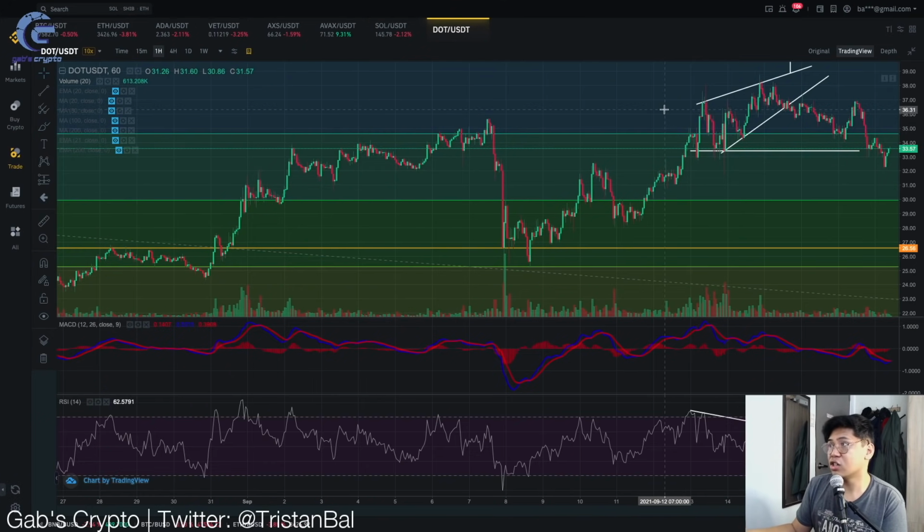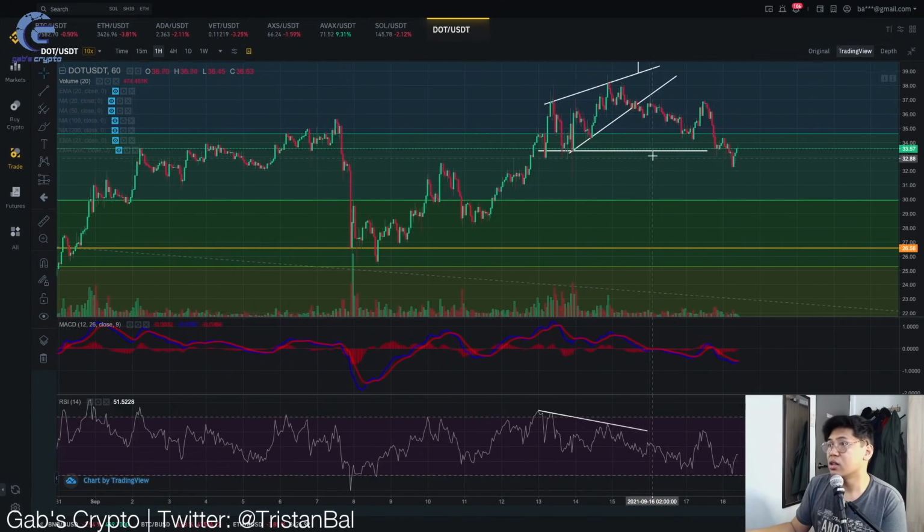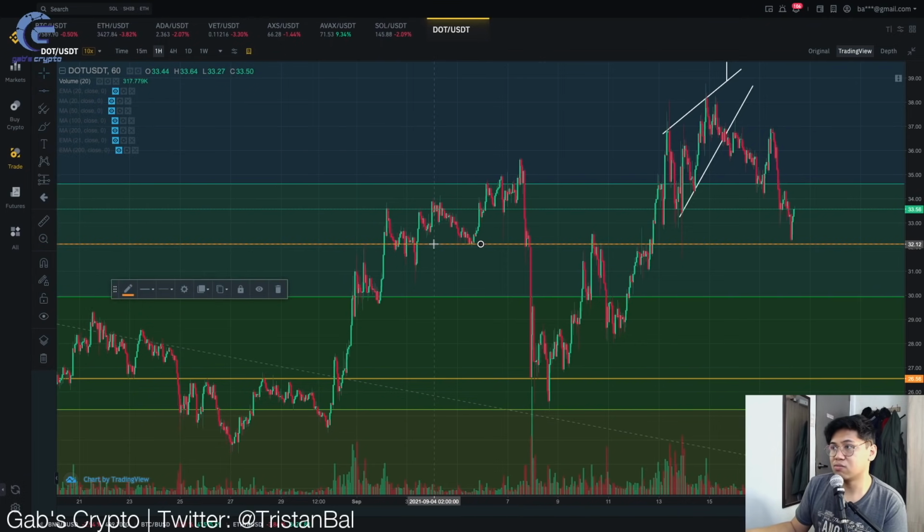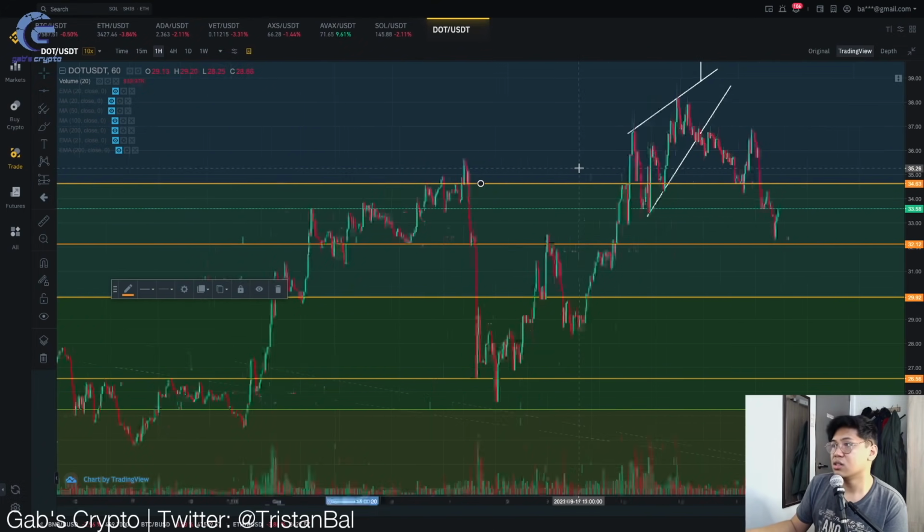And lastly, let's talk about Polkadot. So Polkadot, ito yung magiging buying orders natin. Let's look at the different support areas. So let's try to draw this horizontal line and then try to find some support areas. So ay meron tayong bounces off there. This is another bounce. And then this is another bounce.